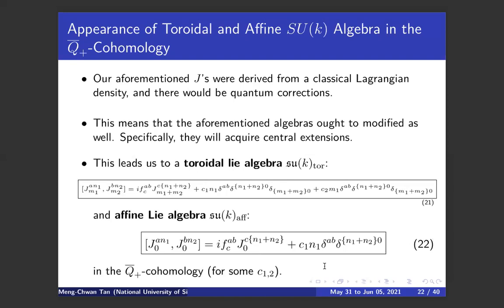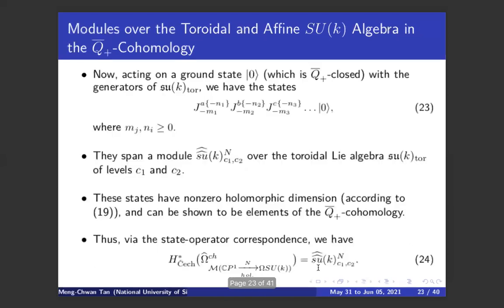Okay, so we have these two things here: the toroidal Lie algebra for the half-twisted one, and then the affine Lie algebra for the topological one. Then we can use the usual thing in quantum mechanics and quantum field theory. We have a ground state, which is supersymmetric, so Q plus closed, and then we act on it with the generators of SU(K). Then we form states.